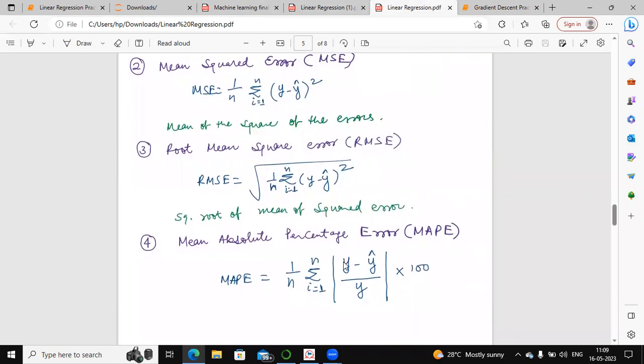There is also another error called mean absolute percentage error. Percentage, you know, right? It is actual minus predicted, divided by actual, times 100. So we have to take the mean of that, so 1 by n.